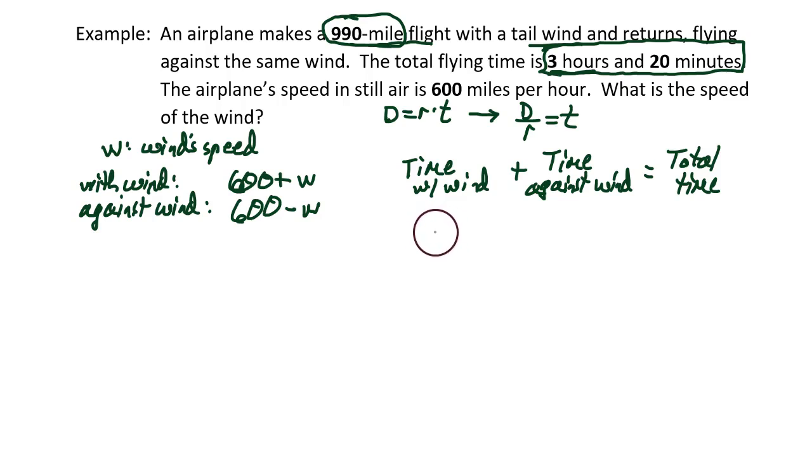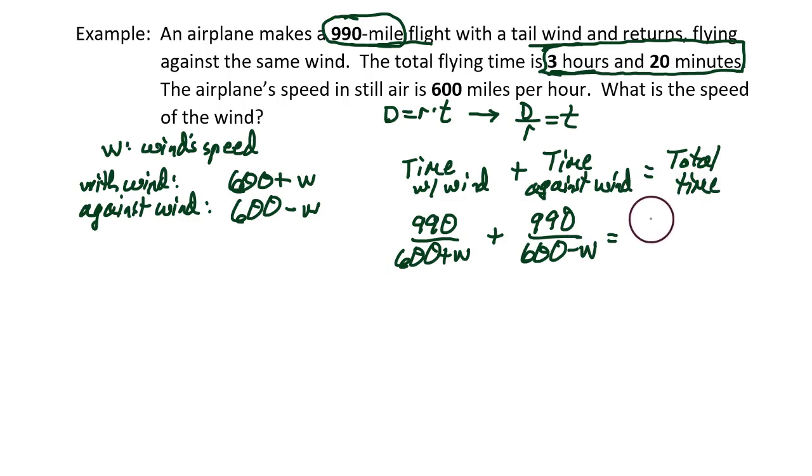Let's fill in our algebra expressions. The time with the wind can be found by taking the distance, 990 miles, and dividing by the rate of speed, 600 plus w. The time against the wind can be found by taking the distance, 990 miles, and dividing by the speed against the wind, 600 minus w. And that equals the total time, which is 3 hours and 20 minutes.